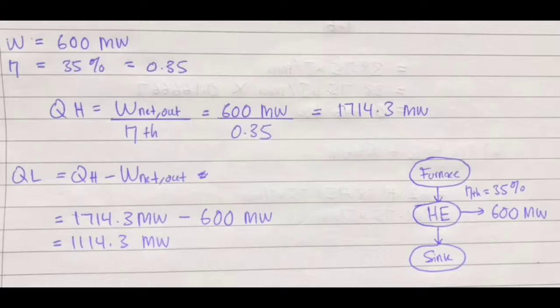megawatt. After that, the rate of heat transfer to the river water is determined from the first law relation for a heat engine. So we can use the formula QL equal QH minus W net out. So we put the value in the formula, 1714.3 minus 600, and we get the final answer, 1114.3 megawatt.